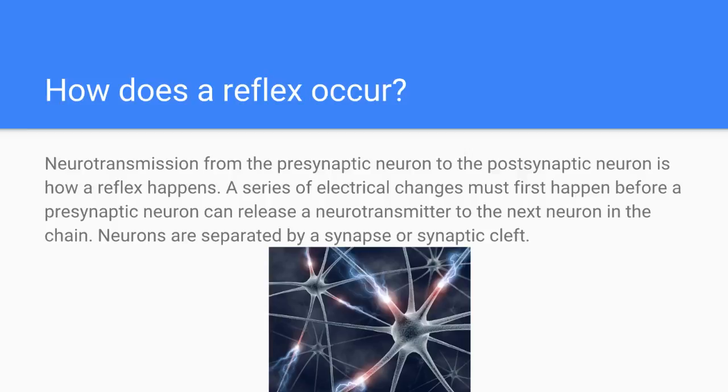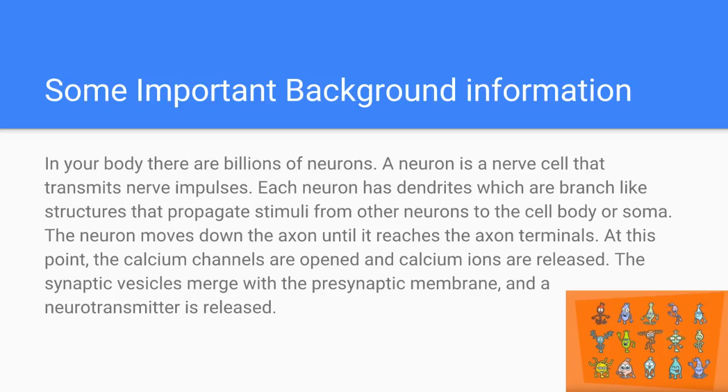How does a reflex occur? Neurotransmission from the presynaptic neuron to the postsynaptic neuron is how a reflex happens. A series of electrical changes must first happen before a presynaptic neuron can release a neurotransmitter to the next neuron in the chain. Neurons are separated by a synapse or synaptic cleft.